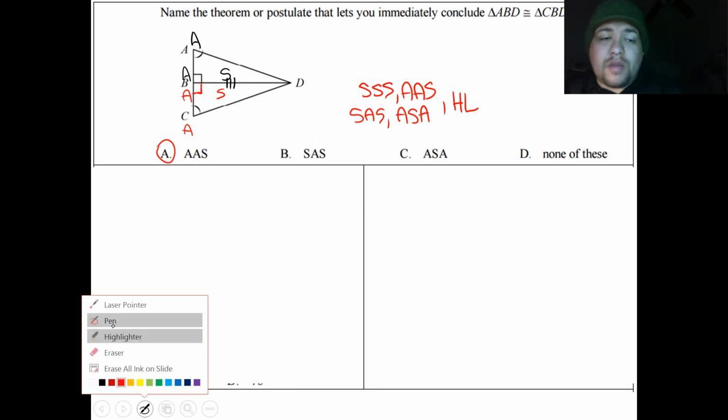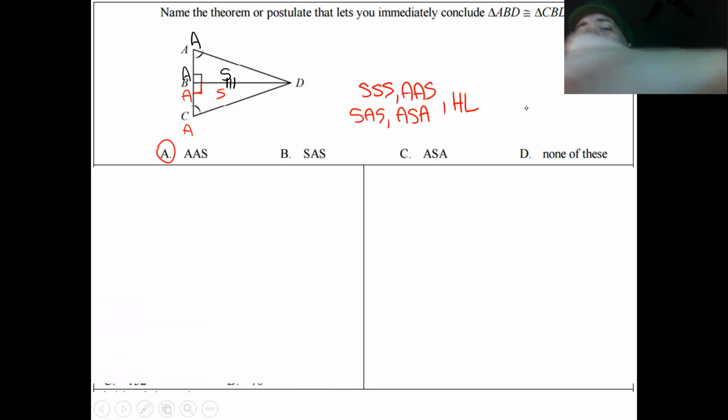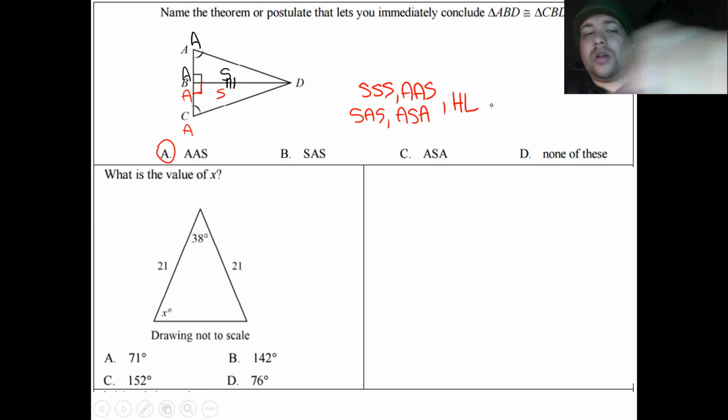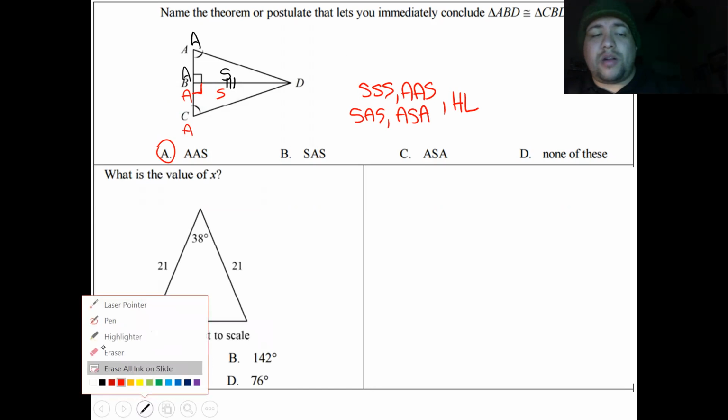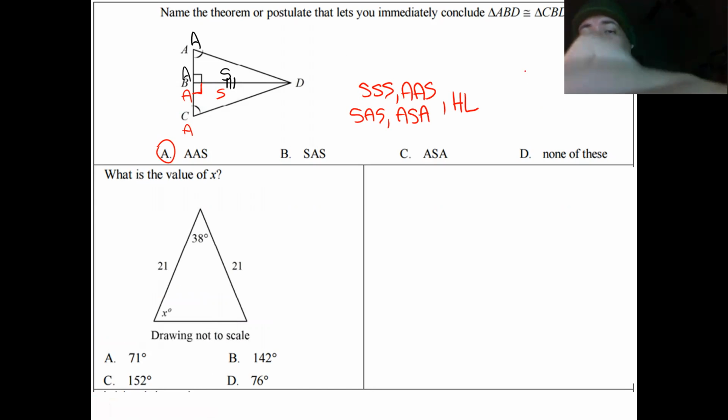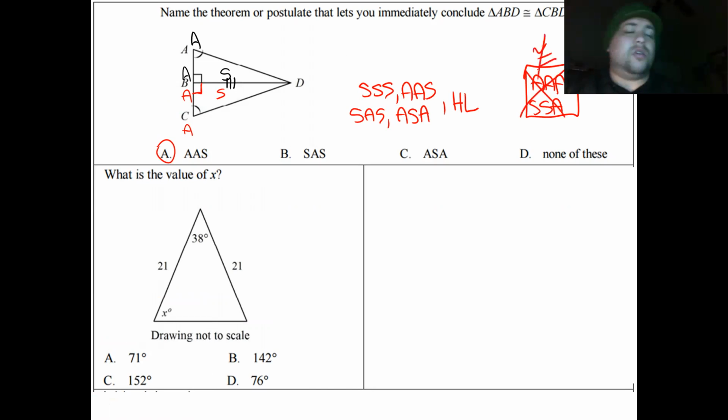The ones that we cannot use, those that are extremely bad or not good for us, would be angle, angle, angle, which is no good, or side, side, angle. These are bad. We can't show congruence with these. So don't use those. Don't let them trick you, okay?